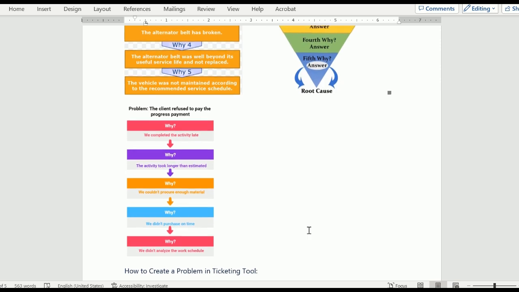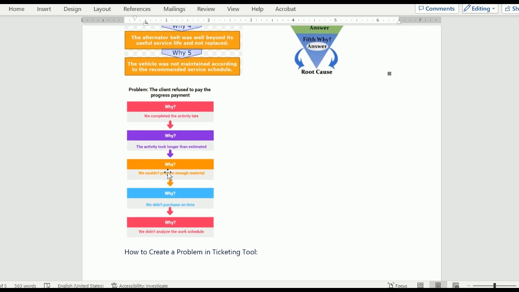So let me show you one more example. The problem is the client is refusing to pay the pending amount or the progress payment. Why is he unable to make the payment? We completed the activity late. Why did we complete the activity late? Because it took longer than the estimated time. Let's say we planned 2 hours of downtime, it took 4 hours of downtime. Why? Because we couldn't procure enough material.